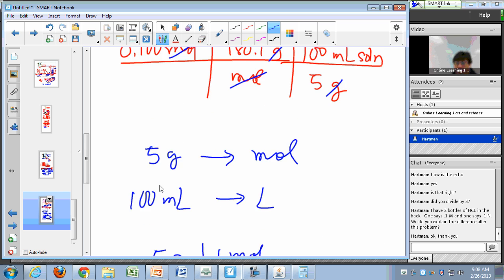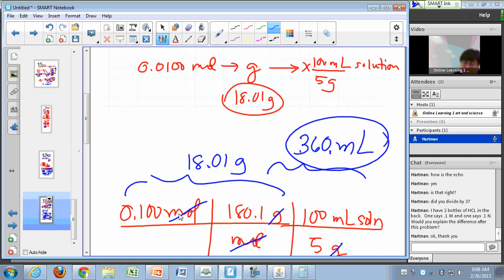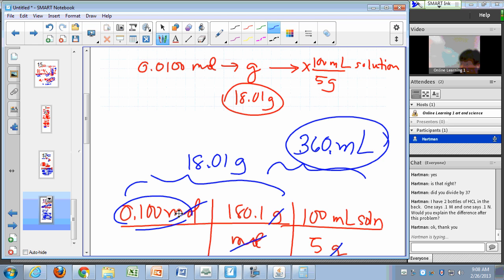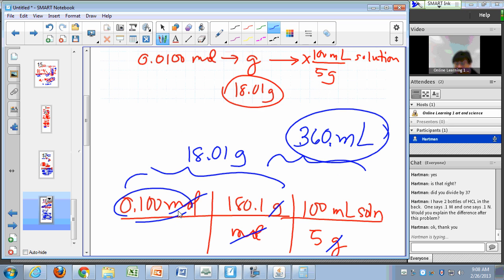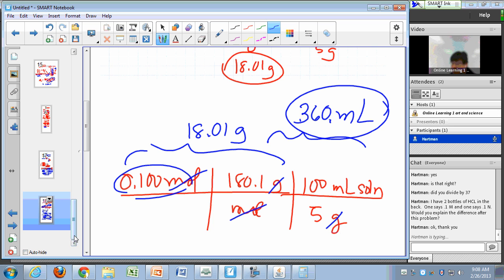Or you could have done that by simply dividing the 0.1 moles by 0.36 liters, and you should get the same answer. Because any amount of solution that you have, if you take the ratio of the moles to the volume of the solution, you'll always get the same answer, same molarity. So that's molarity.